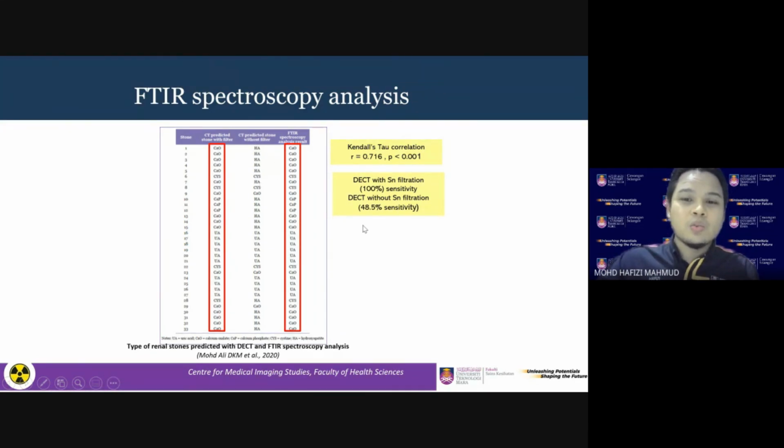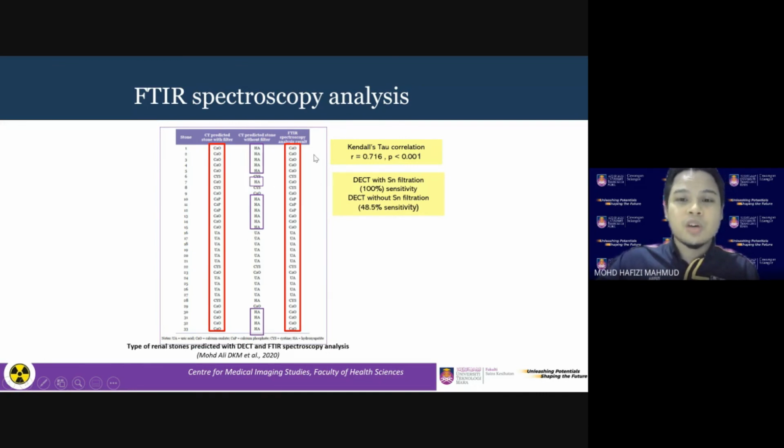Then without filtration, for example, HA, which is apatite, but as per FTIR this shows as calcium oxalate. This one also HA and HA. So the sensitivity is just about 48.5% for DECT without thin filtration.